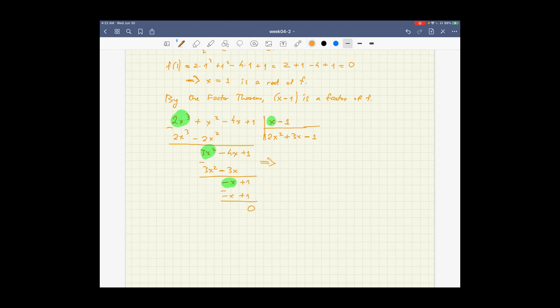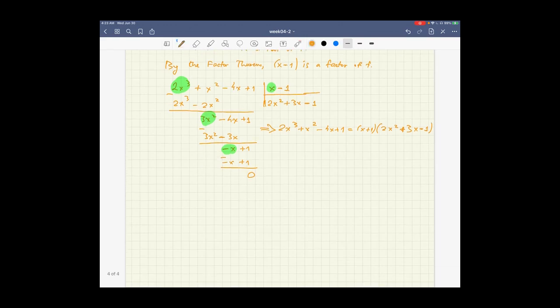So this division shows that our polynomial 2x cubed plus x squared minus 4x plus 1 equals x minus 1 times 2x squared plus 3x minus 1. And to find all the other roots of this polynomial, all we need to do is to find the roots of this quadratic polynomial, for which we can use the known formula.